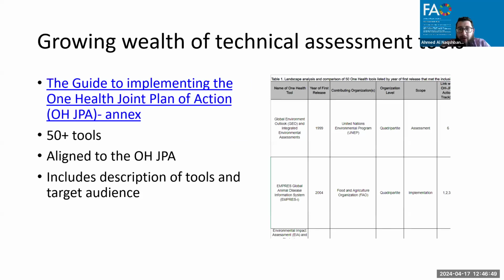Next. Now, there is a growing wealth of technical assessment tools. Recently, the guide to implementing the One Health Joint Plan of Action was published. It includes an annex that has more than 50 tools, and these can be either sources of data or assessment tools that can be turned into indicators. It's worth considering this if you're developing your project-specific indicators, because it can either give you a methodology or a source of data.